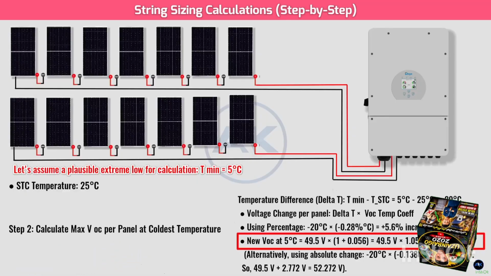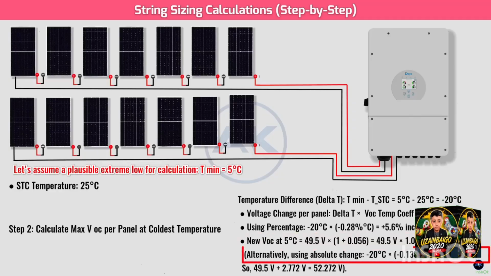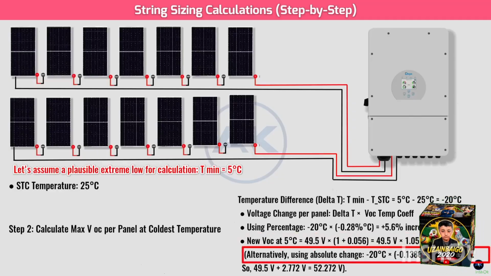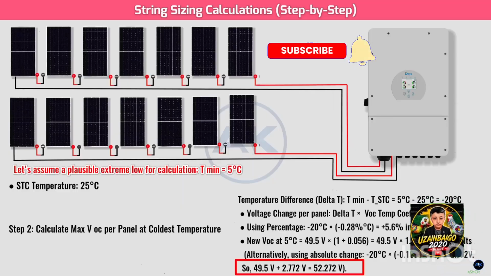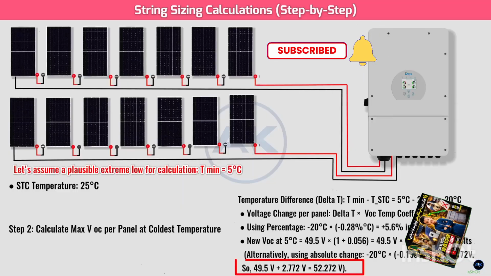New VOC at 5 degrees Celsius equals 49.5 volts times 1 plus 0.056, equals 52.272 volts. Alternatively, using absolute change, negative 20 degrees Celsius times negative 0.1386 volts per degree Celsius equals plus 2.772 volts. So, 49.5 volts plus 2.772 volts equals 52.272 volts.